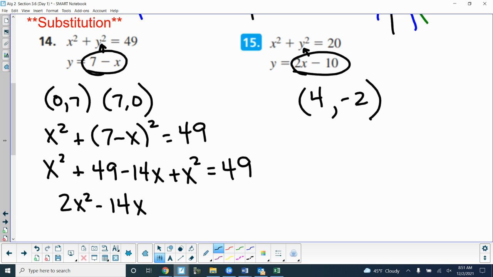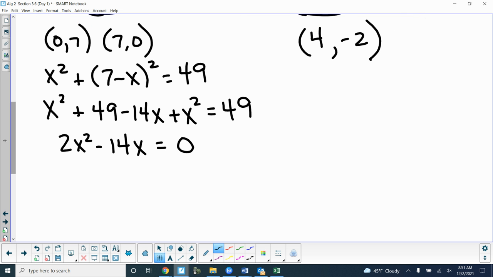When I bring this 49 over to this 49, what happens? It's gone. So there's no c value, or the c value is 0 if you want to put plus 0 in there. That's okay, but you don't need to. I would factor this because what's the GCF to solve it? What's the GCF between those two? 2x. And then I get x minus 7. So it factors real quick. But if you want to use the quadratic formula, that's fine. Put 2 in for A, negative 14 in for B, and 0 in for C. And it'll work out.